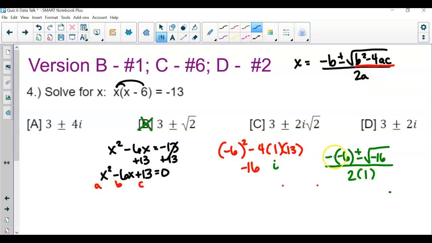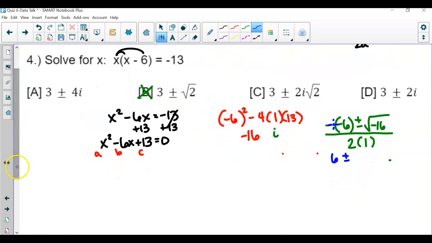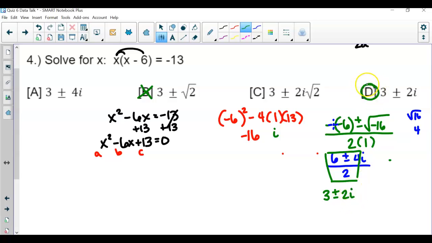Now notice when simplifying up top, two negatives make a positive 6, plus or minus. Now the square root of negative 16, well, the square root of 16 is 4, so the square root of negative 16 is 4i, all divided by 2. Now divide all of the values, because some people chose A. Well, yes, 6 divided by 2 is 3, but don't forget to divide the 4 by 2 as well. 4 divided by 2 is 2. 3 plus or minus 2i, that's why the answer was D.